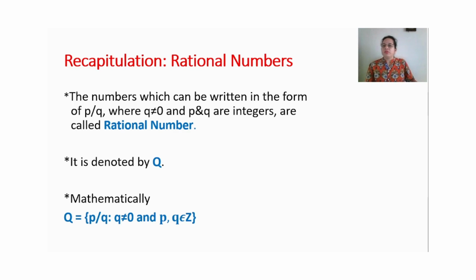Once again we will revise what rational numbers are. The numbers which can be written in the form of P upon Q, where the denominator should not be 0 and the numerator and denominator are both integers, are called rational numbers. Rational numbers are denoted by Q. Mathematically, rational numbers are the numbers which can be written in the form of P upon Q such that Q is not equal to 0 and P and Q belong to integers.